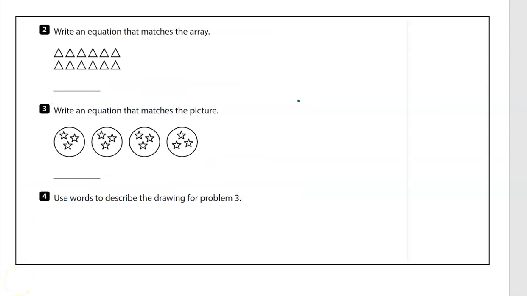Okay, so in this section we're going to write an equation. An equation has to have an equal sign. That's really important. That matches this array. So here I have 2 rows, and 5 in each row. Or 1, 2, 3, 4, 5. Sorry, 6 in each row. So 2 rows of 6. So I could count by 6, 6, 12, or I could count by 2s, 2, 4, 6, 8, 10, 12.